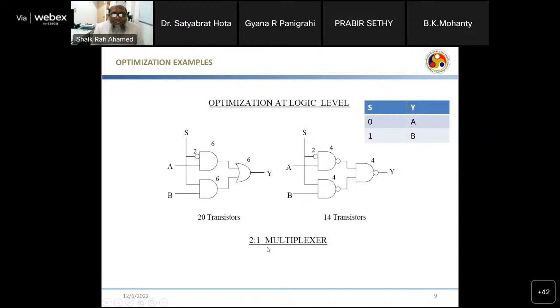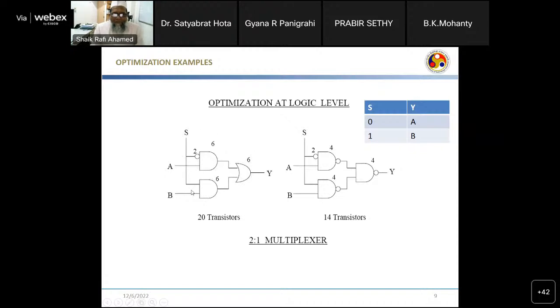So if you take this 2x1 multiplexer, this is the truth table of the 2x1 multiplexer. There is a selection line. If the selection line is 0, the output should be A. If the selection line is 1, the output should be B. There are 2 inputs and one selection signal. So you can easily check this truth table for this circuit. This is the implementation using AND gate, OR gate, NOT gate and OR gate.